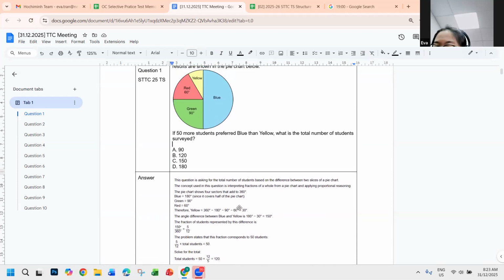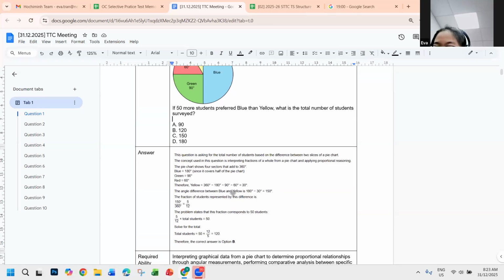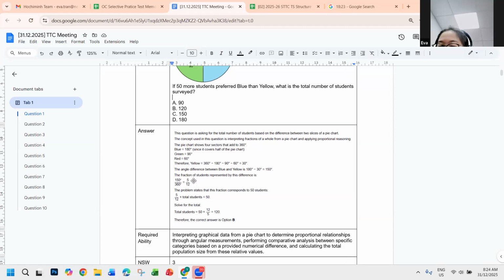Next we find the angle difference between blue and yellow. We have blue 180 minus yellow 30 degrees. We have 150 degrees. On the next step, we find the fraction representing the difference between blue and yellow over the total degrees. We have 150 degrees divided by 360 degrees.